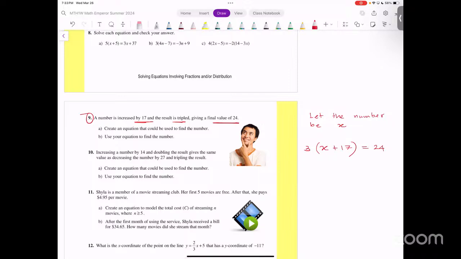We want to create the equation and we want to find the number. First step, we're going to do the opposite operation. We're going to divide by 3 on both sides. I don't care what you guys do from there because you know what to do. We're going to subtract 17 on both sides. x is equal to -9. You can check the answer is right.